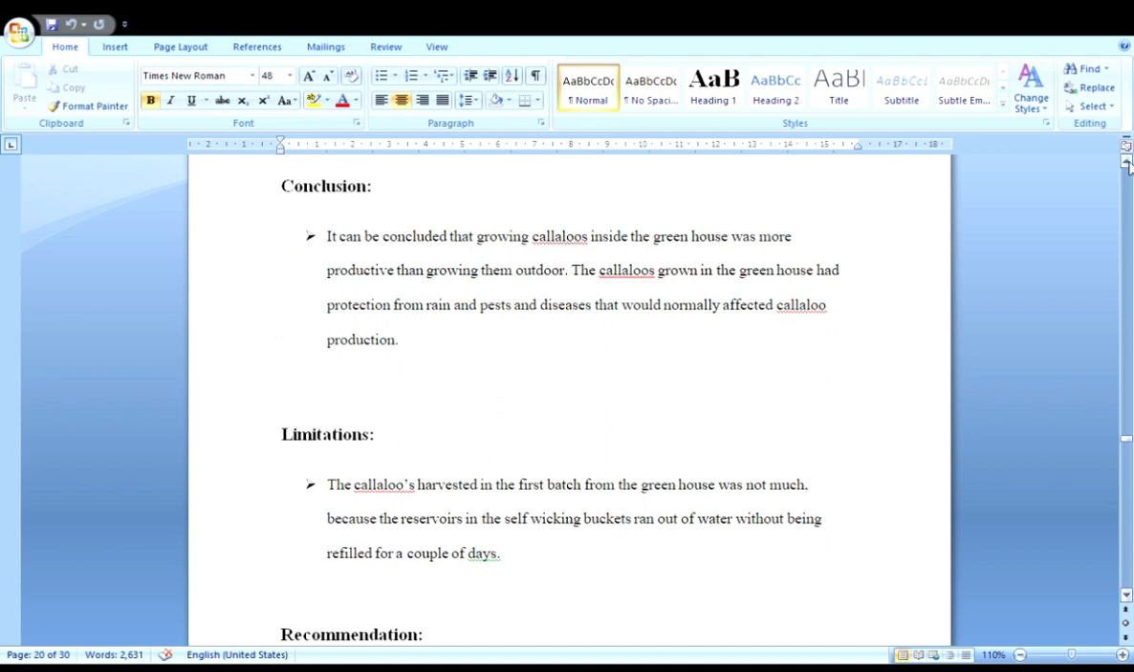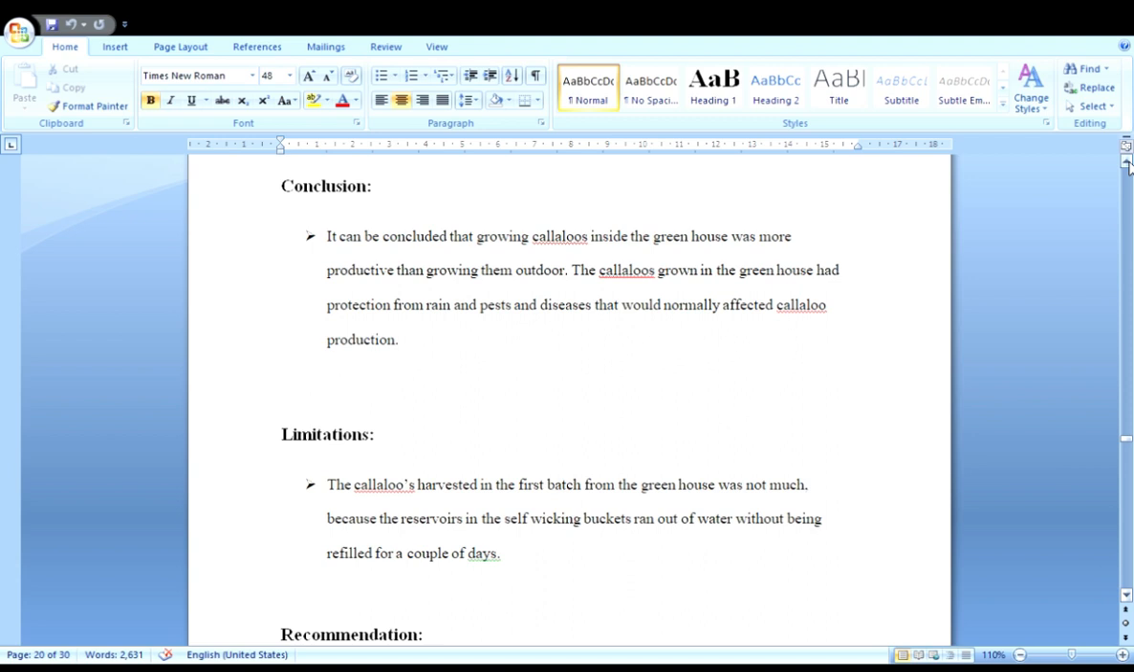The limitation is basically anything that affected your results. So, challenges that you had while carrying out your SBA, and if those challenges would affect your results in any way, then you would list them. Let's read what we have in the limitation here. The callaloo harvested in the first batch from the greenhouse was not much, because the reservoirs in the self-wicking buckets ran out of water without being refilled for a couple of days.